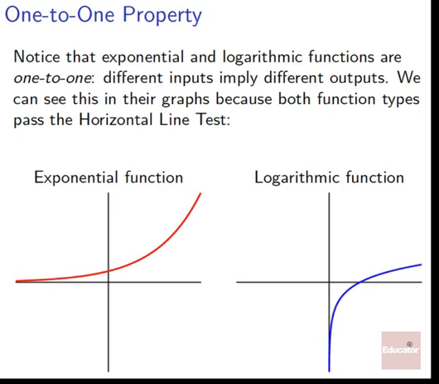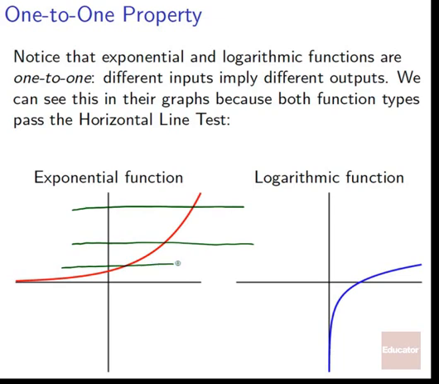All right. Notice that the exponential and logarithmic functions are both one-to-one. Different inputs imply different outputs. If we put a different value into the function, a different output always will come out. We can see this in the graphs because both function types pass the horizontal line test, right? If we cut an exponential function's graph with a horizontal line, it's only going to intersect at a maximum of 1 point. This means it is a one-to-one function.